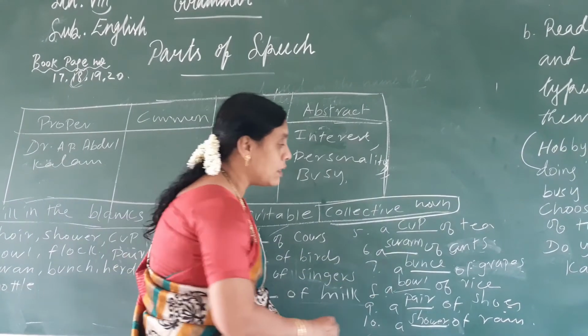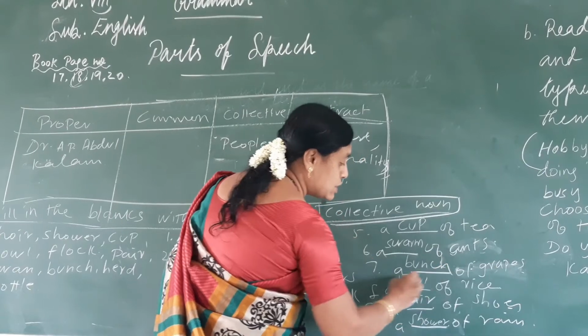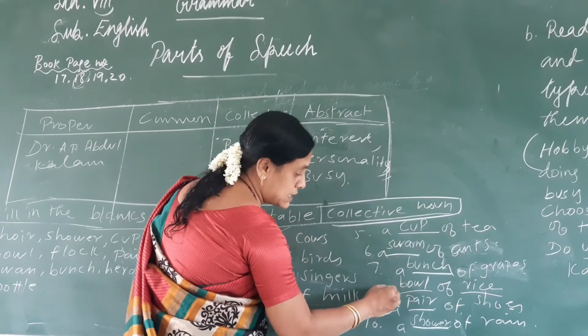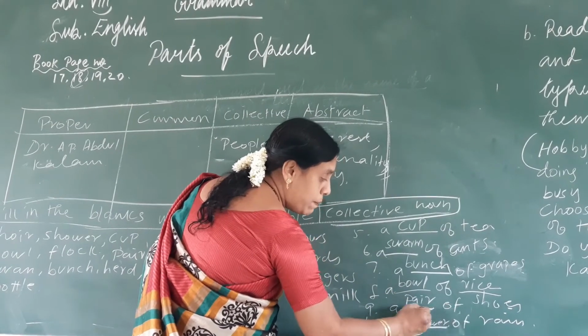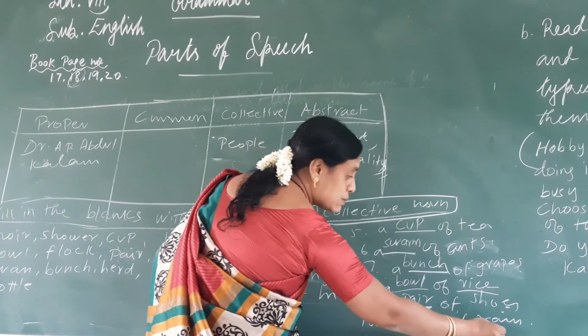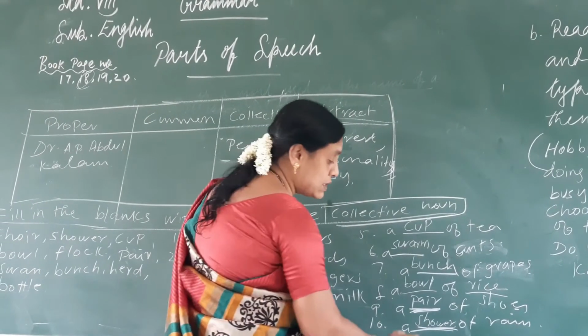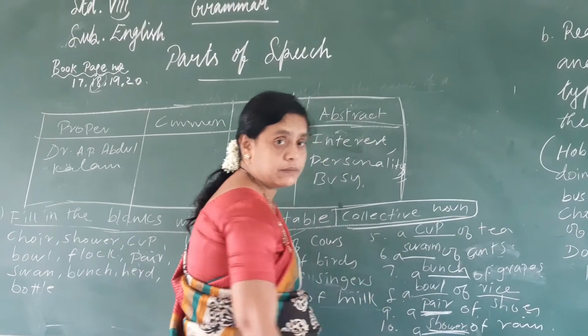And next one, a bunch of grapes. And rice, we can say a bowl of rice. The collective of shoes is called a pad, a collection. And next one, rain, a shower. You should not say many rains. What is it? A shower of rain.